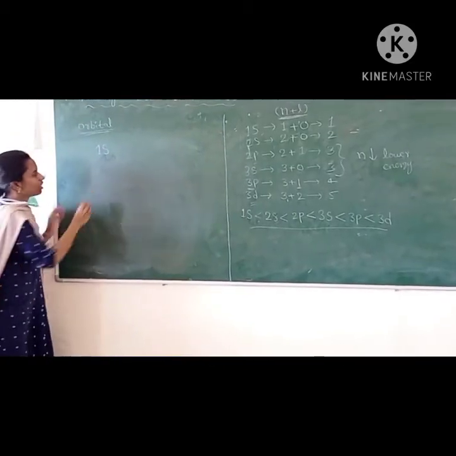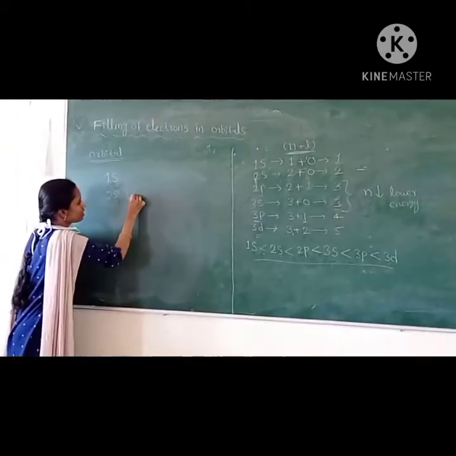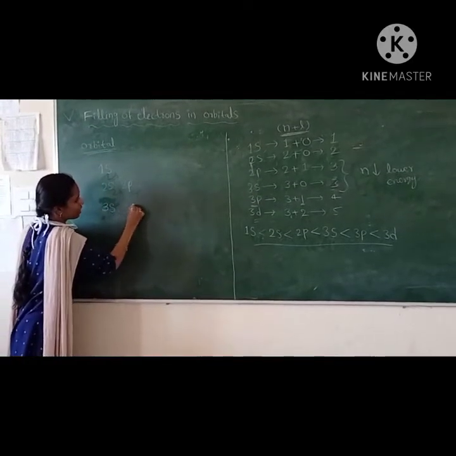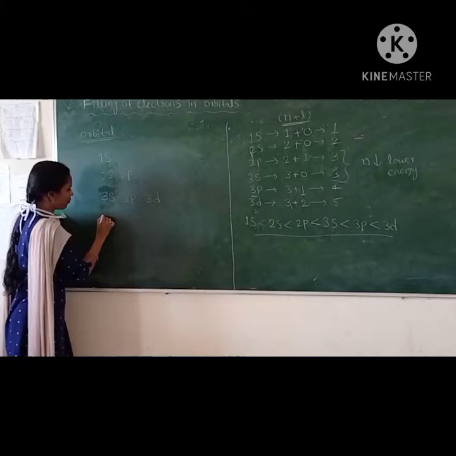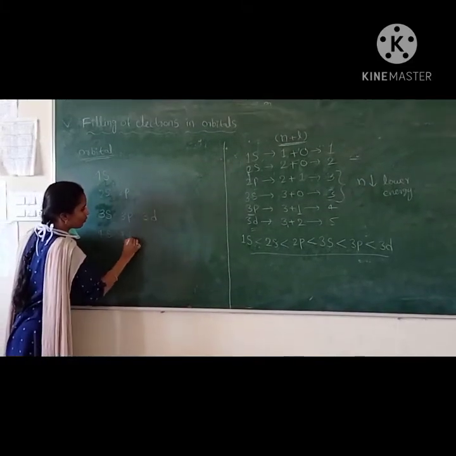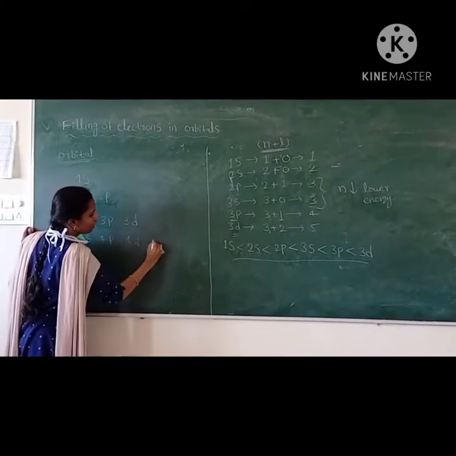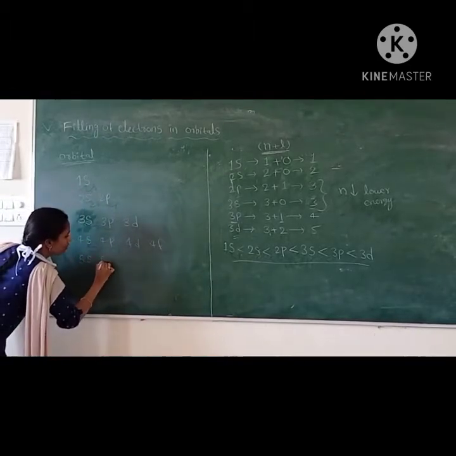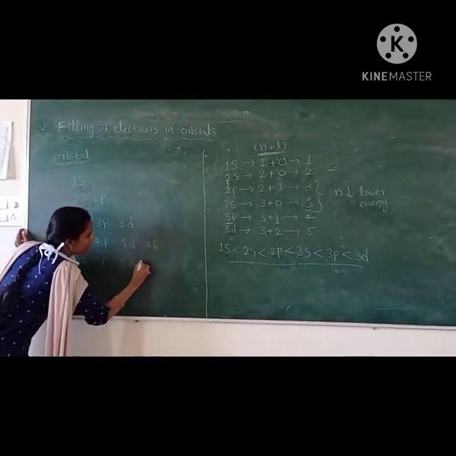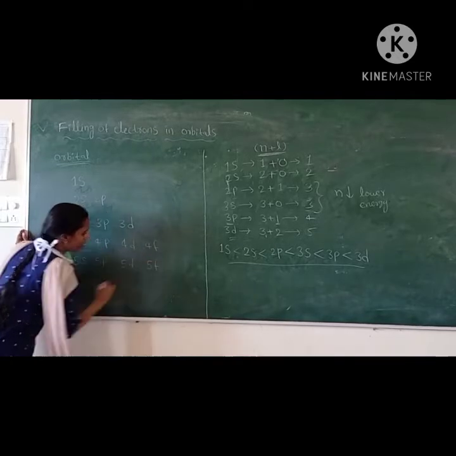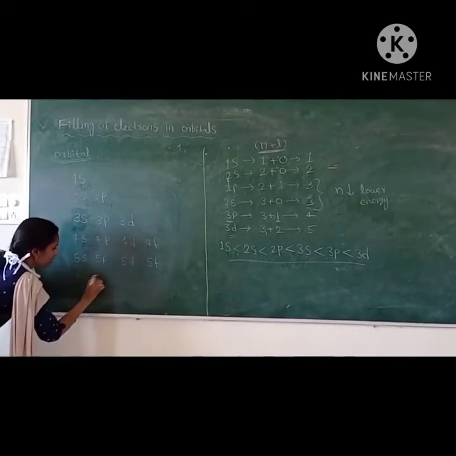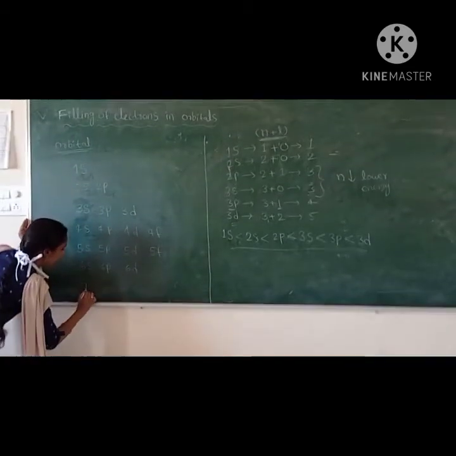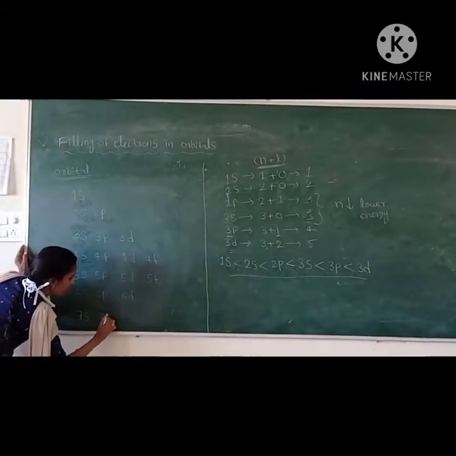1s orbital, and here the second shell contains 2s and 2p. The third shell contains 3s, 3p and 3d. And the fourth shell contains 4s, 4p, 4d and 4f. Here the fifth shell contains 5s, 5p, 5d and 5f. And the sixth shell contains 6s, 6p, 6d, and the seventh shell 7s and 7p.